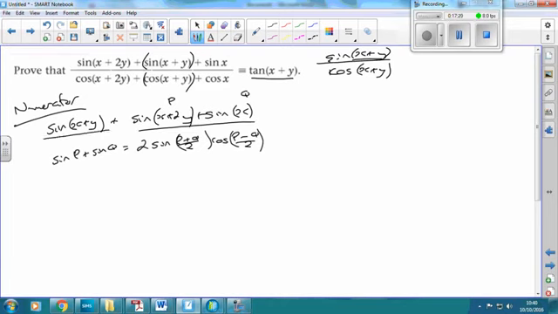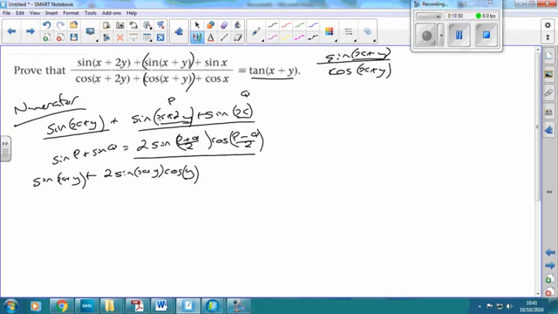So we start off with the sine of x plus y. I'm going to add this thing here. So 2 sine of x plus 2y plus x divided by 2. So x plus x is going to be 2x plus 2y divided by 2, which is x plus y. Cos, and then it's going to be p minus q over 2. So that's going to be x plus 2y minus x divided by 2, which is just going to be cos y.